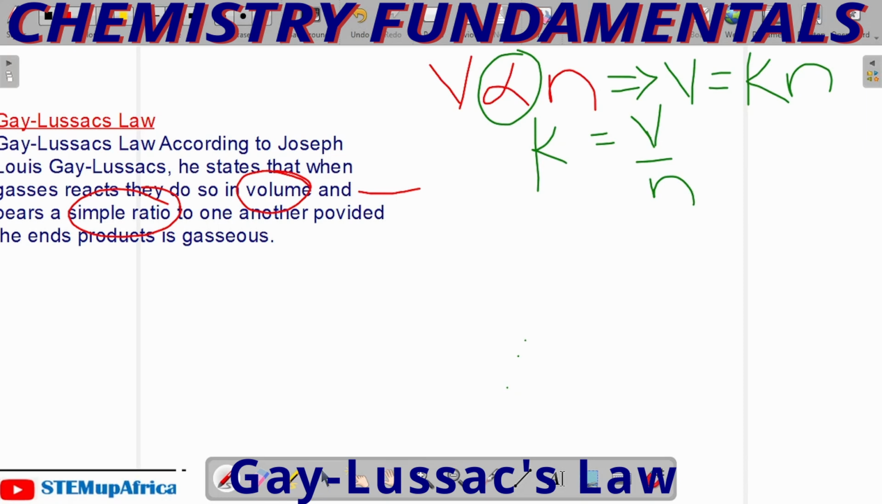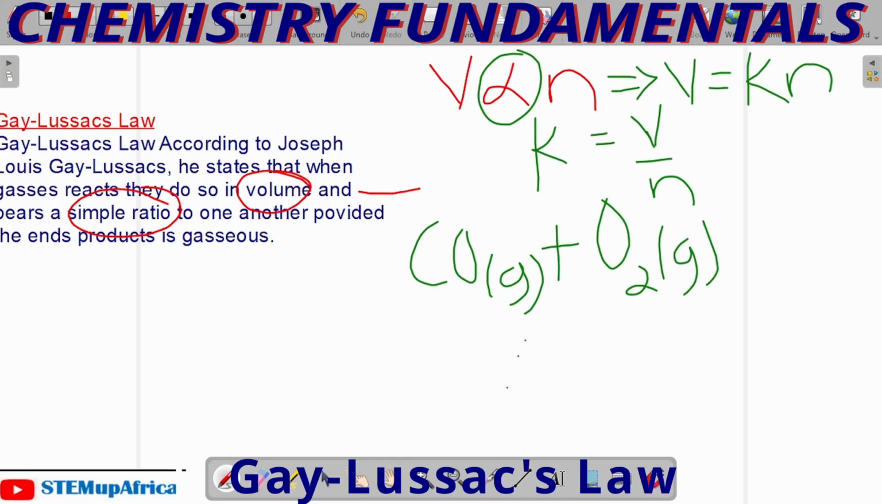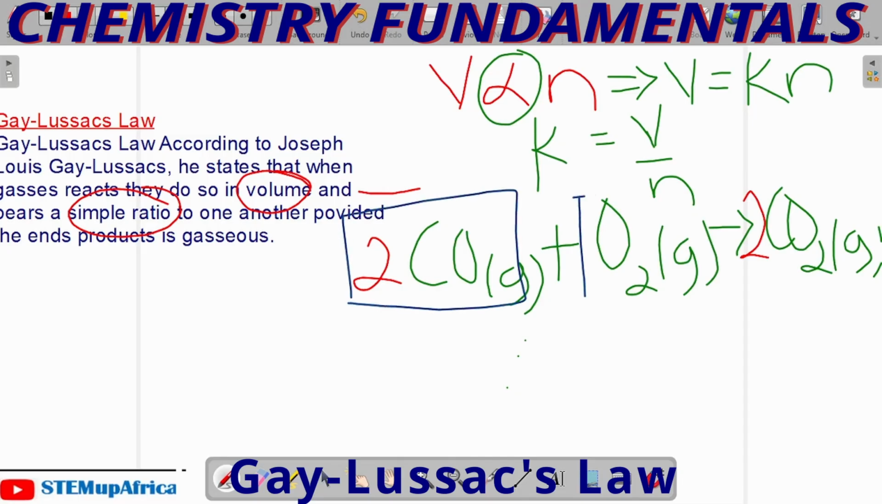Gases that react are always two or more. So let's consider two gases, in this case, carbon(II) oxide and oxygen. Carbon(II) oxide is a gas, plus oxygen, which is also a gas, react to give us carbon(IV) oxide, which is also a gas. If I want to balance this equation, I will add 2 here, and here becomes 2. Now we have a balanced chemical equation. The gases that react here are carbon(II) oxide and oxygen.